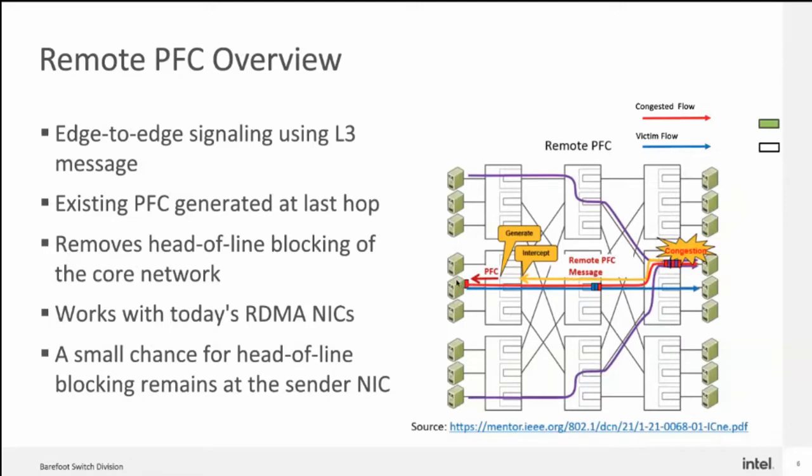The only small downside, and this is depicted here, is that in the blue line, we can still have a little chance of head-of-line blocking, because if there's traffic that's meant to go out from this server to somewhere else on the same priority, we can also experience head-of-line blocking because we are blocking the whole priority here and not just a single flow. So this is the small price we have to pay here.